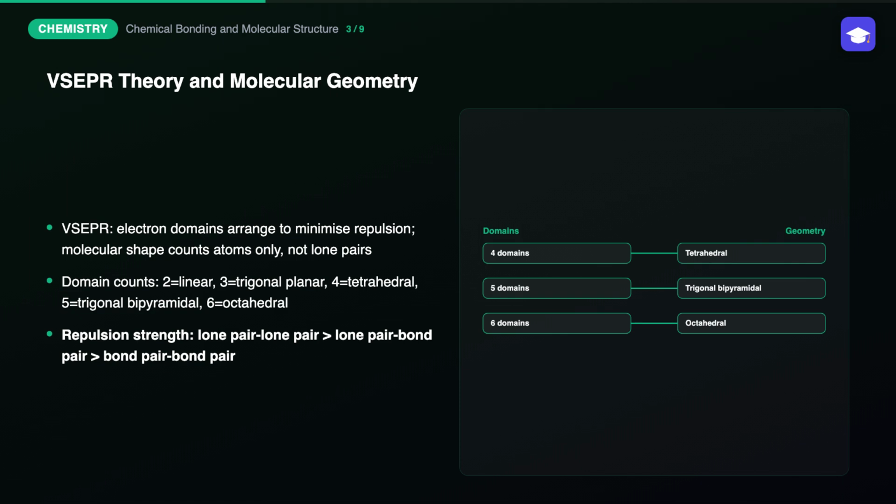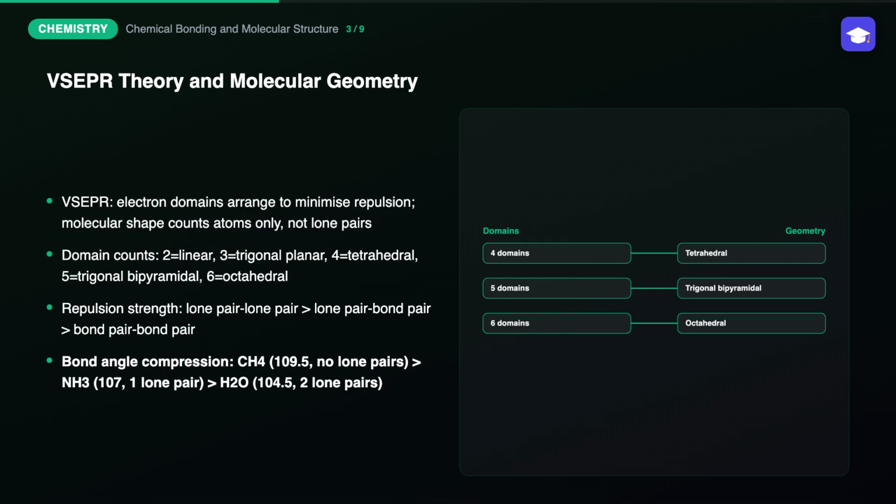Crucially, lone pairs occupy demonstrably more space than bonding pairs do, since they're held closer to just the one central atom's nucleus, and aren't stretched between two nuclei. This means lone pair to lone pair repulsion is strongest, lone pair to bonding pair repulsion is intermediate, and bonding pair to bonding pair repulsion is weakest.